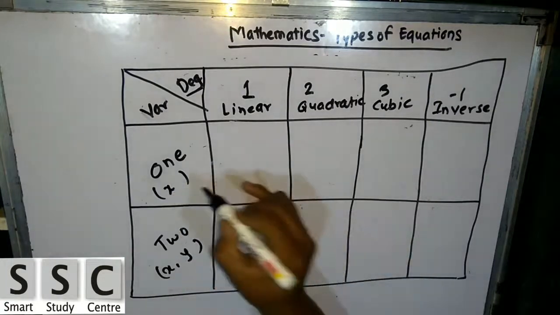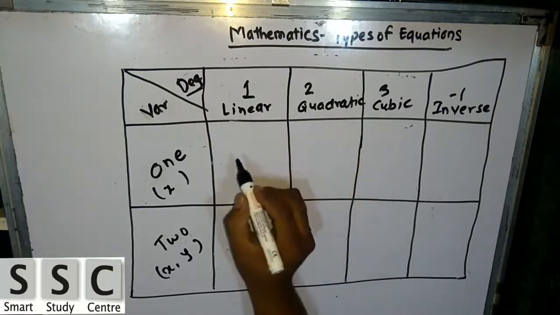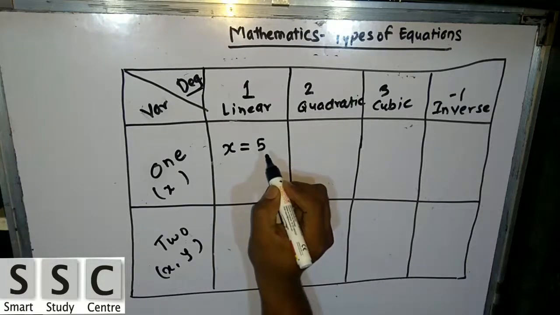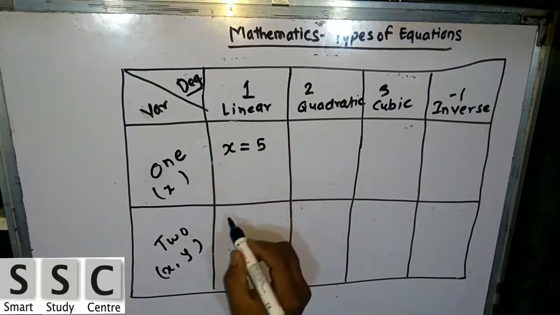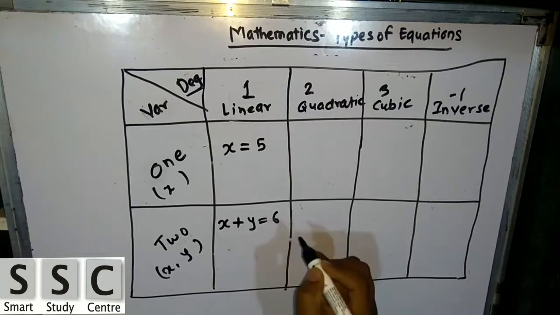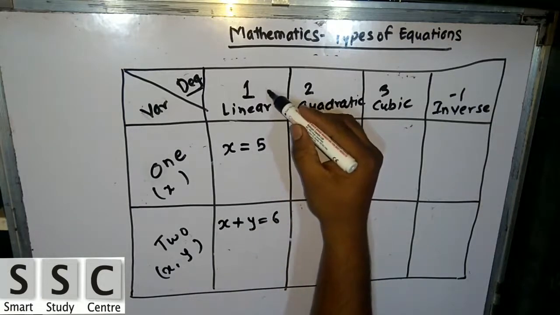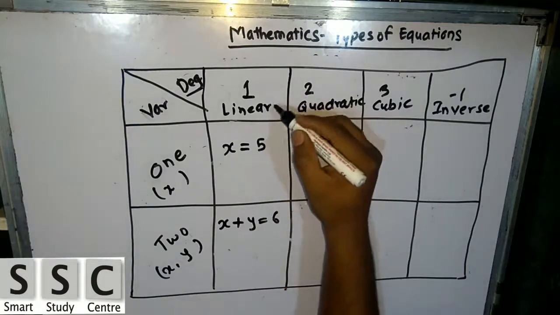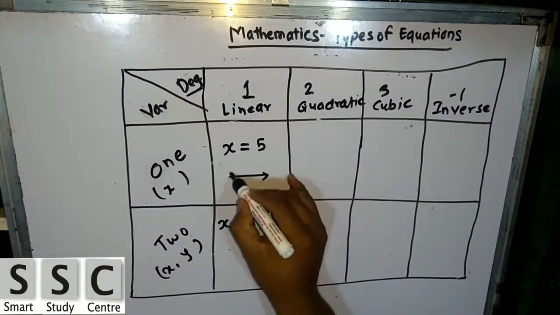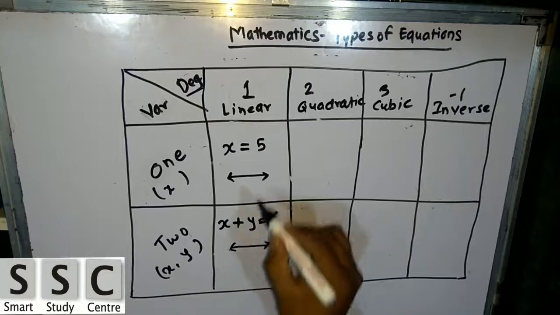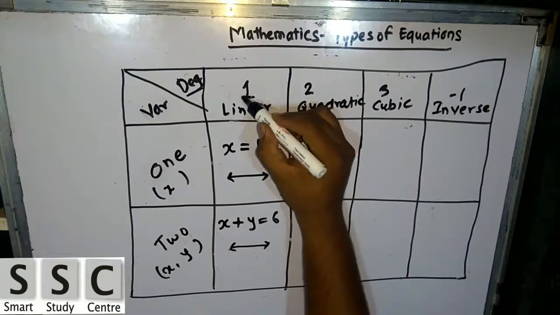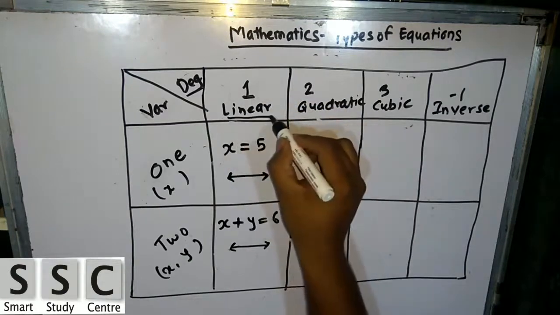Now let us understand, suppose we have one variable and the degree is 1, so our equation will look like this. In the same way, if the degree is 1 but there are two variables, the equation may look like this. The interesting thing is, if we draw this equation on graph paper, we will make a straight line, and therefore the equation is also called a linear equation. So if the degree is 1, then the equation is called a linear equation.